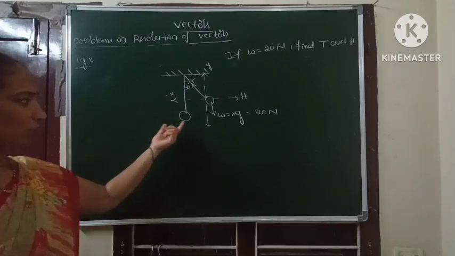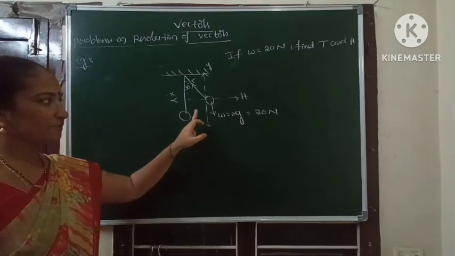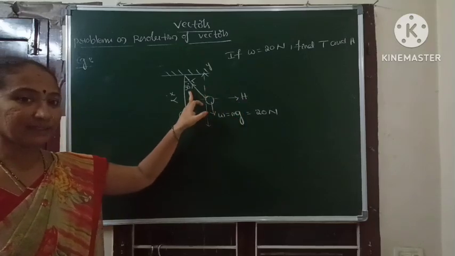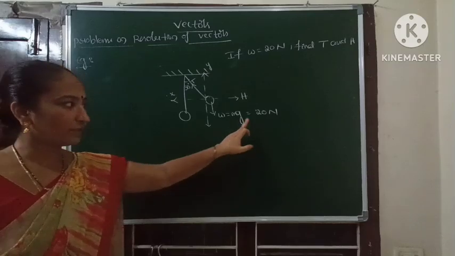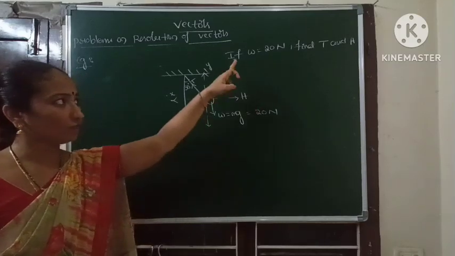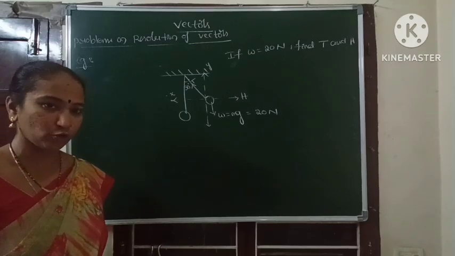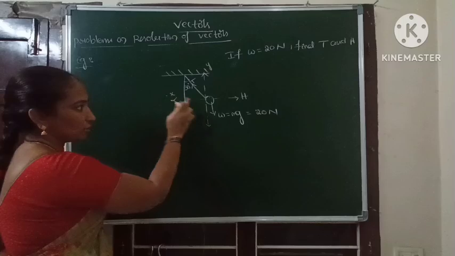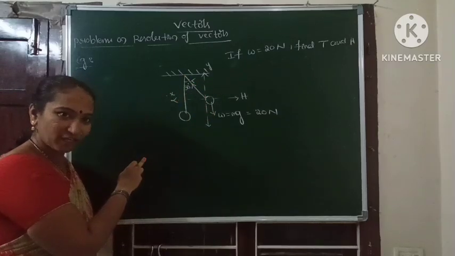Right. Let us see a small example based on the simple pendulum. Here the bob was pulled with some horizontal force H. It makes a 30 degrees angle with the vertical, and the weight of the bob they gave is 20 newtons. If the weight of the bob is 20 newtons, find the horizontal force and tension is the question. Here we have to resolve the entire tension force into two directions.